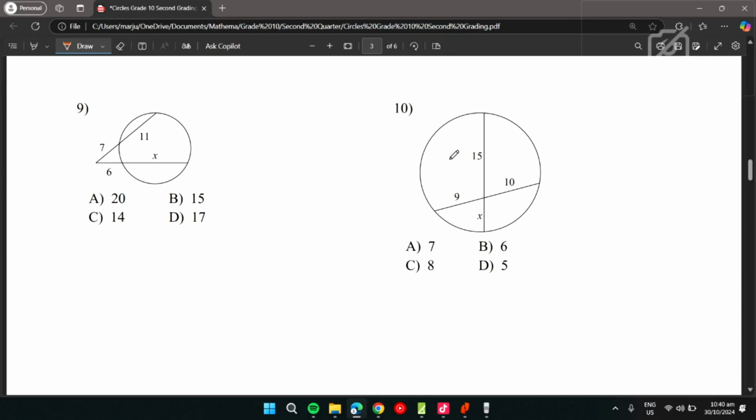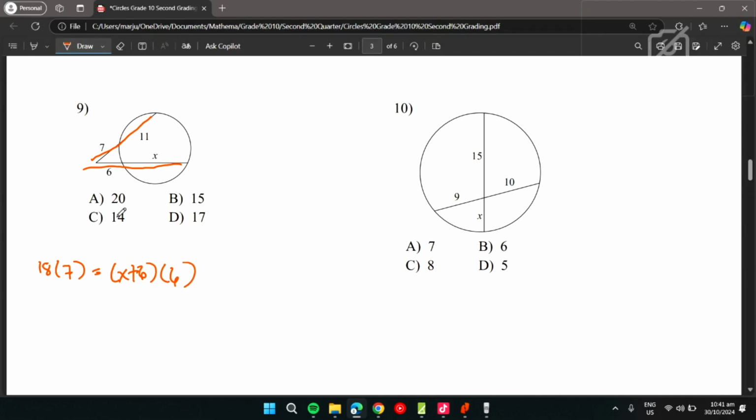15. That's B. Alright? That's letter B. Let's try. Again, secant itong dalawa, right? Secant. So, meaning to say, the entire secant, which is 18, let me just write it here, 18, and then times 7, the part, is just equal to the entire secant, which is x plus 6, times 6, the part. And then we'll just do algebra.